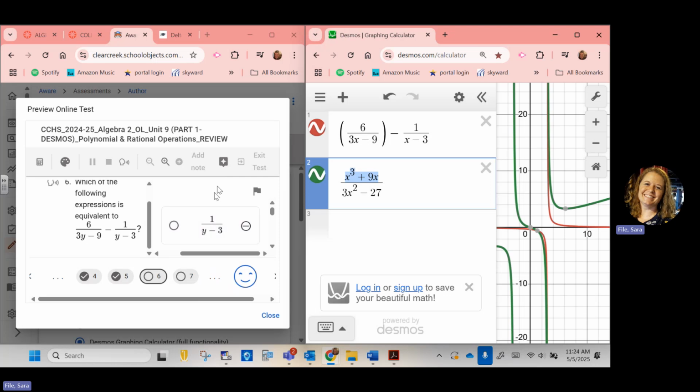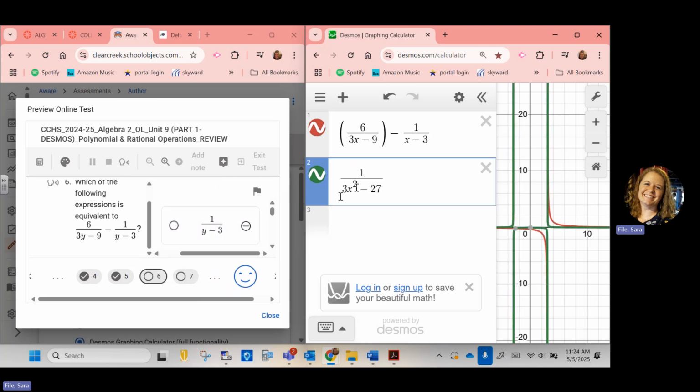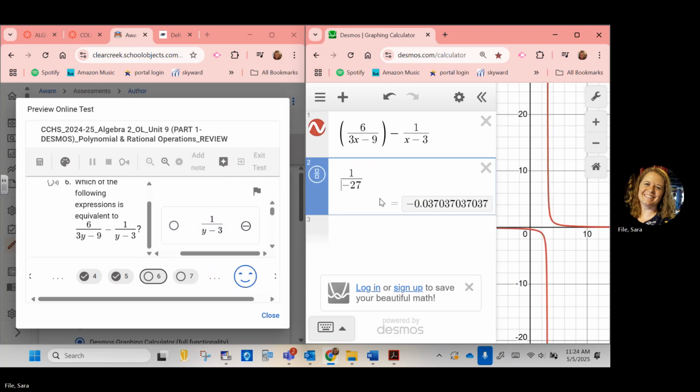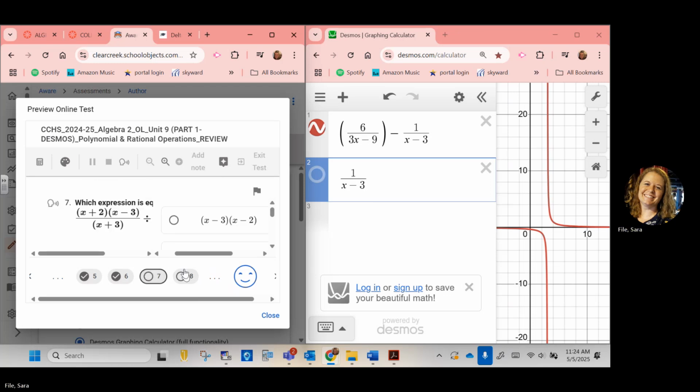So I'm going to check this first answer choice, which would be 1 over x minus 3. And look at that, first shot. Those are exactly the same, so that's it.